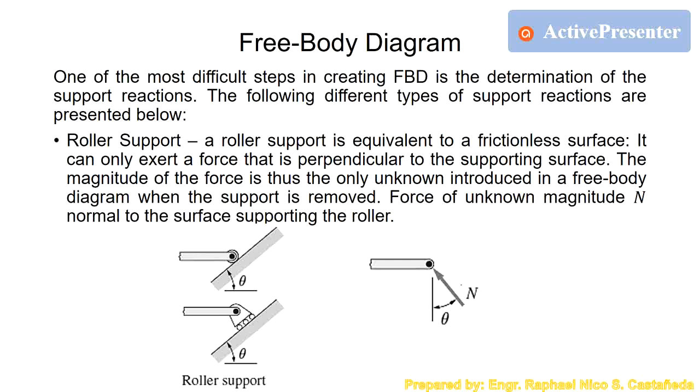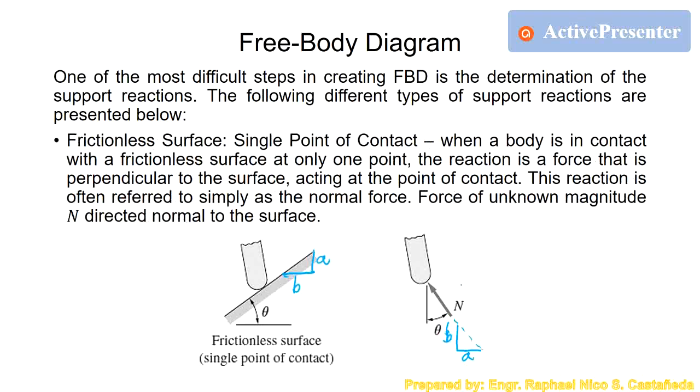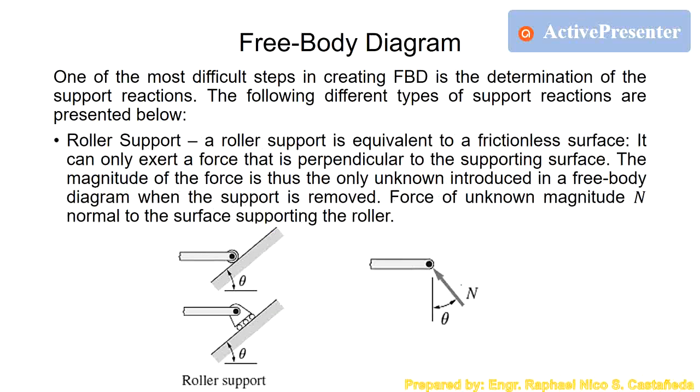So next is roller support. Actually, roller support is somehow equivalent to the previous one, which is the frictionless surface. So it can only exert the same one force, the same variable, the normal force, and the magnitude of the force is thus only one unknown introduced in the free body diagram. So the same as the previous reaction.